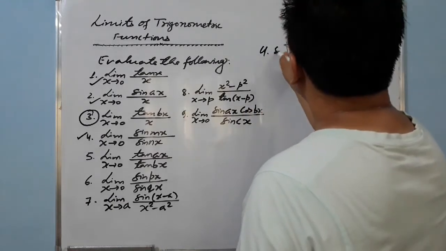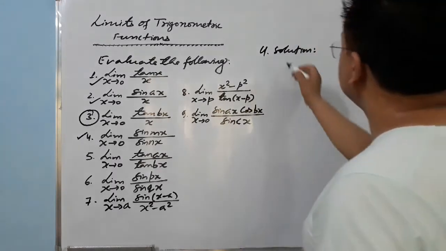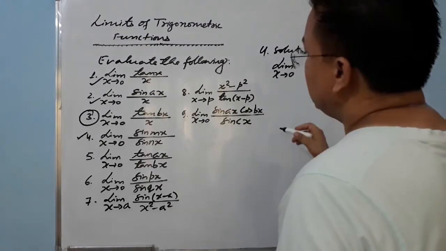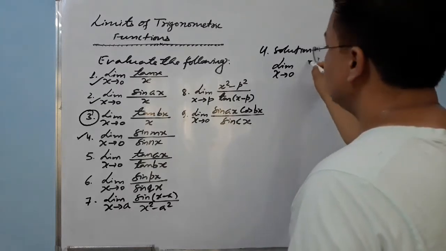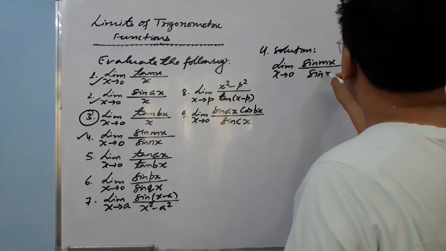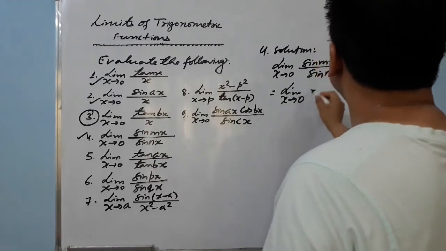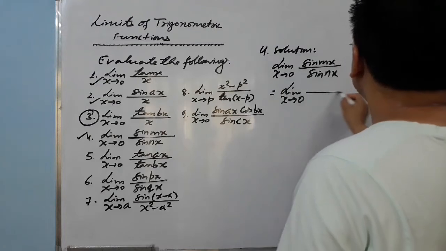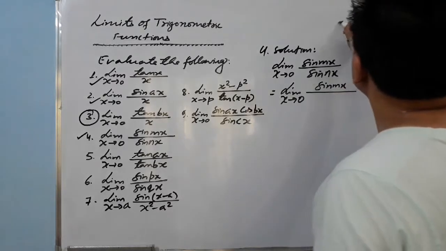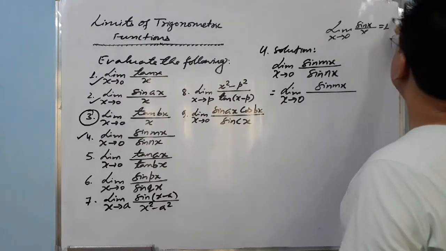Number 4 solution. Interesting question. I think you can enjoy doing this question. Whether you are new or old, you can refresh with this video about the limits of trigonometric functions. The limit of sine mx over sine nx as x tends to 0. Firstly, let's recall that the limit of sine x over x as x tends to 0 is equal to 1.